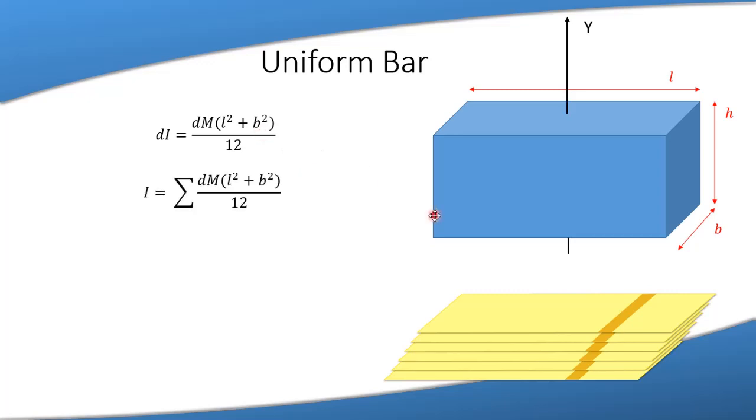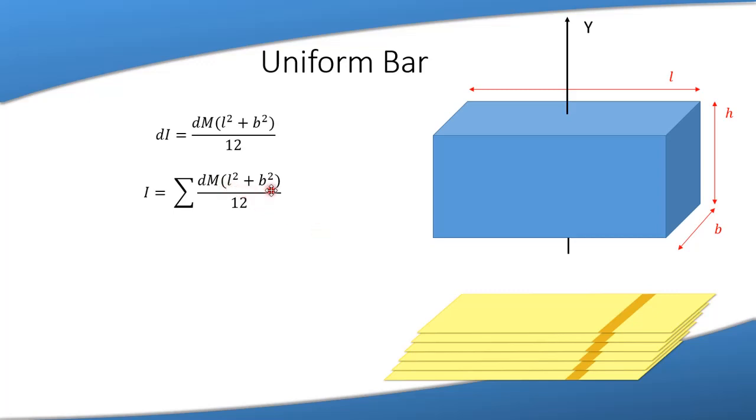Now, to find the moment of inertia contributed by all the rectangular laminas, we can just sum all the rectangular laminas. So we sum. The summation of this small quantity will give us the moment of inertia of every rectangular lamina about this axis, which will in turn be equal to the moment of inertia of this entire rectangular box, this entire uniform box.